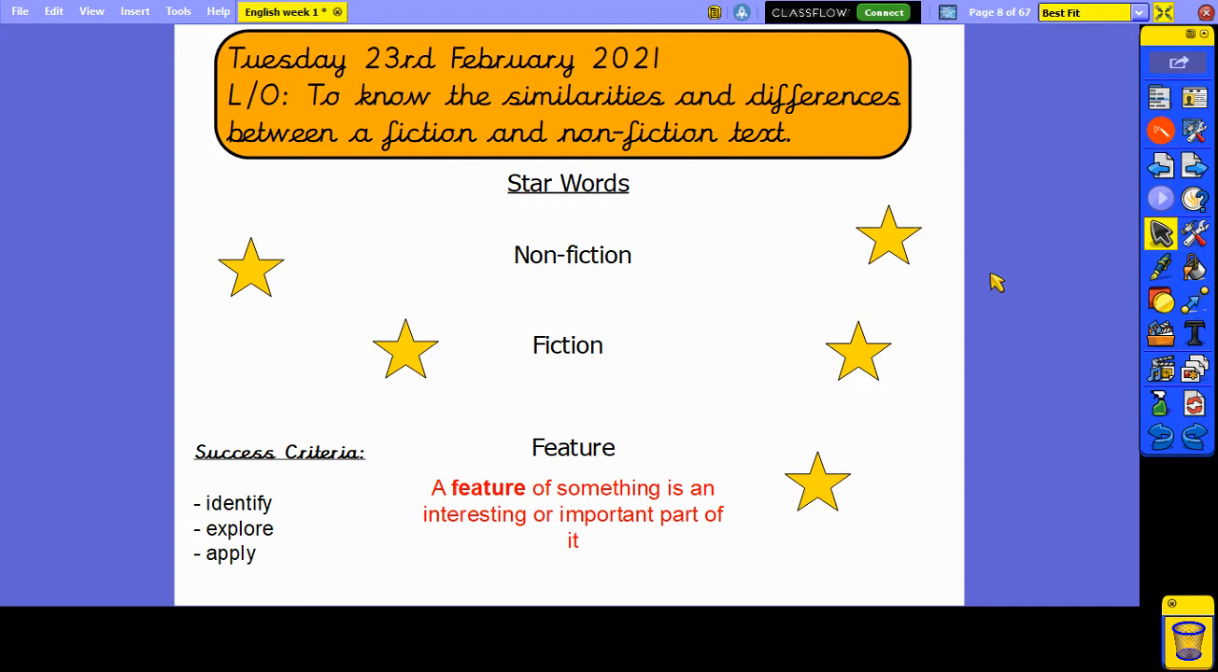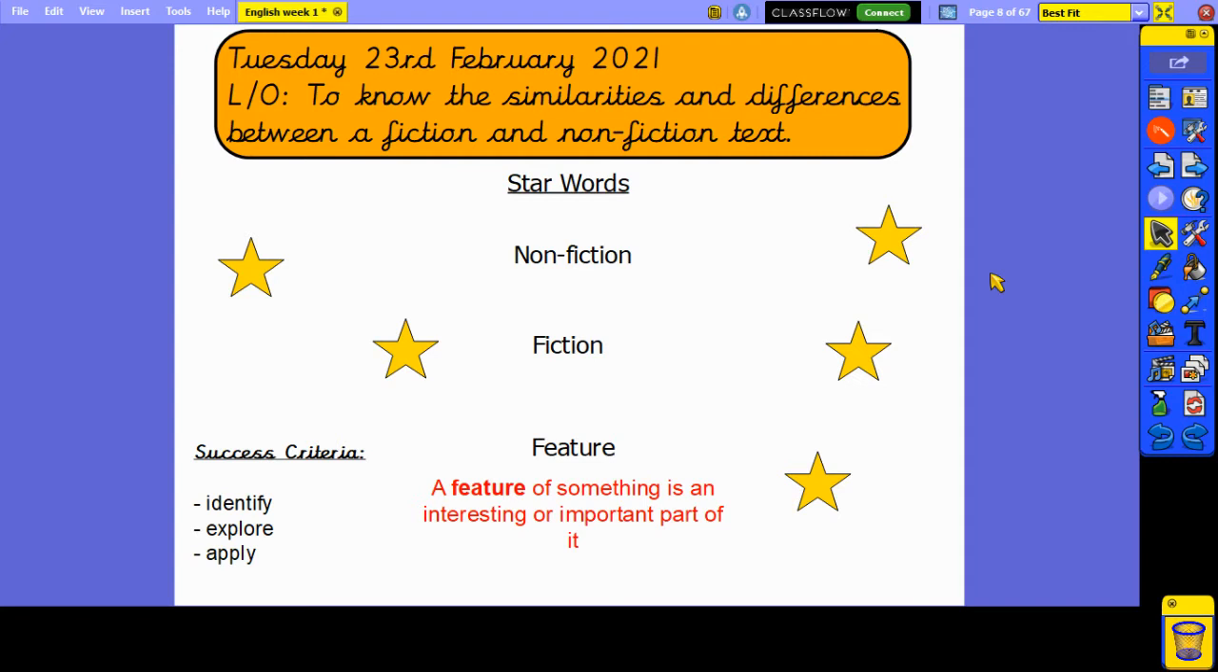And today we're going to be looking at the similarities and differences between fiction and non-fiction texts. So there's a few tricky words in there. Our star words today: non-fiction, fiction. And we're going to be looking at features. A feature of something is an interesting or important part of it. We've looked at features of traditional tales before and features of instructions, something that all of them have.